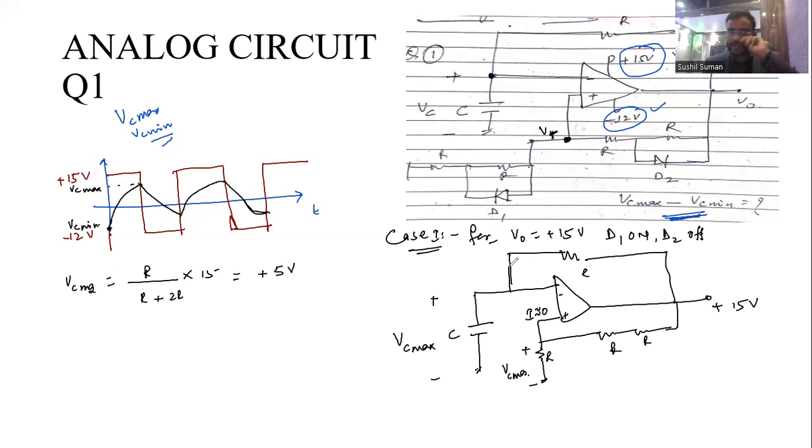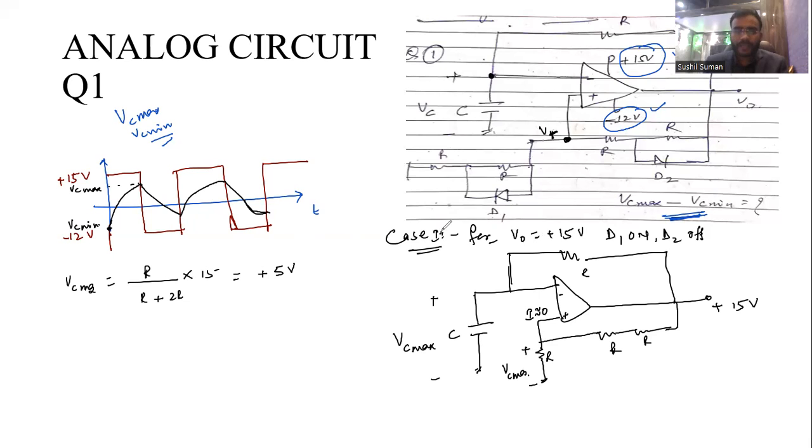Now in a similar way, if you apply case 2, then what will happen? VC minimum for case 2. So just write down this one.